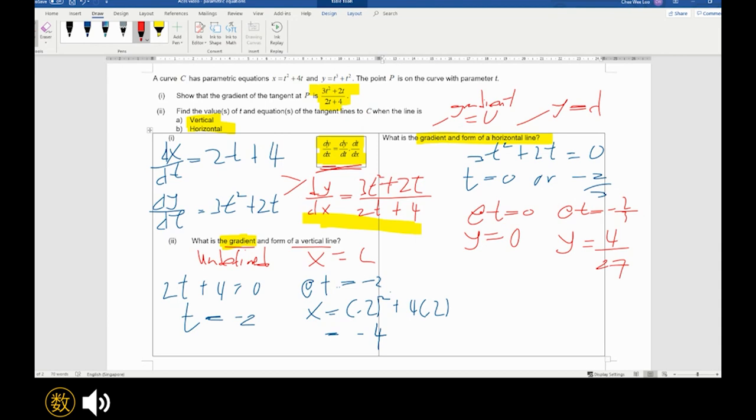And there we go. We do not need to evaluate the corresponding x values because a horizontal line is defined solely in terms of y. So these are the two moments when the tangent line is horizontal, and the corresponding equations of the tangent lines are y equals 0 and y equals 4 over 27.